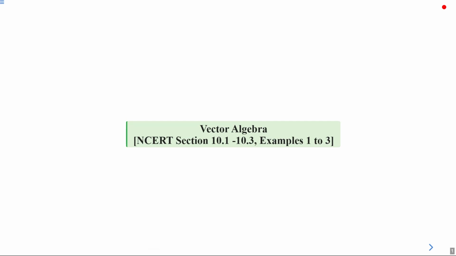So in today's class we will study vector algebra and NCERT section 10.1 to 10.3, examples 1 to 3. So let's start.